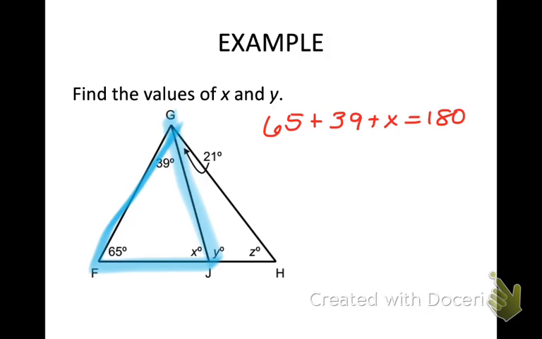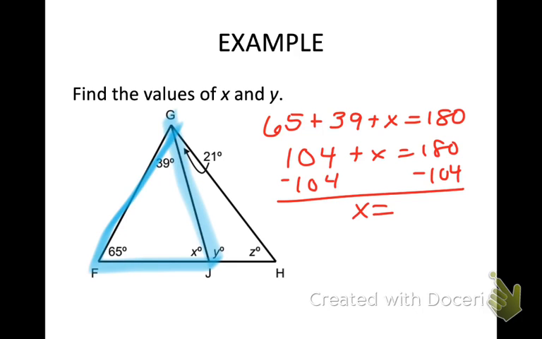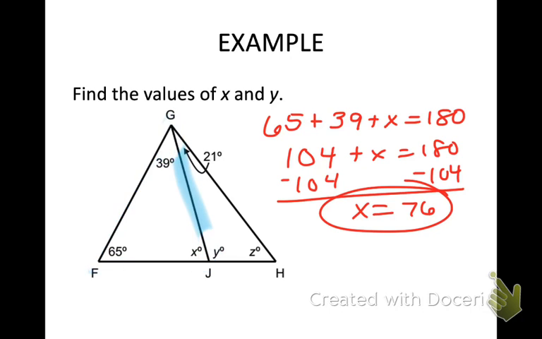So combining your like terms there, 65 plus 39 is 104, plus x equals 180. Subtracting 104 from both sides, x is equal to 76. So we got our x. So I'm going to substitute that in place here. So x is 76. Now, look at the relationship between x and y.